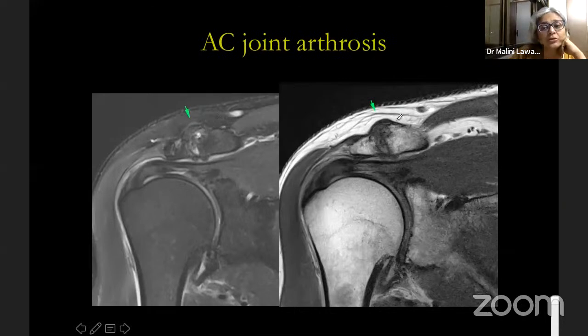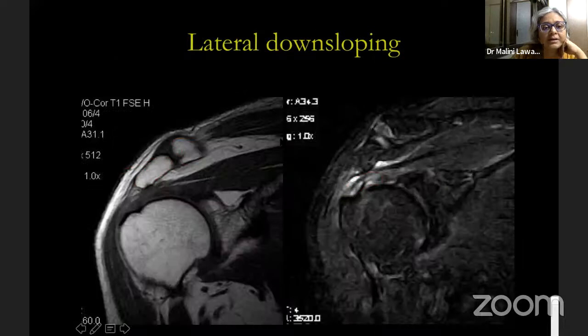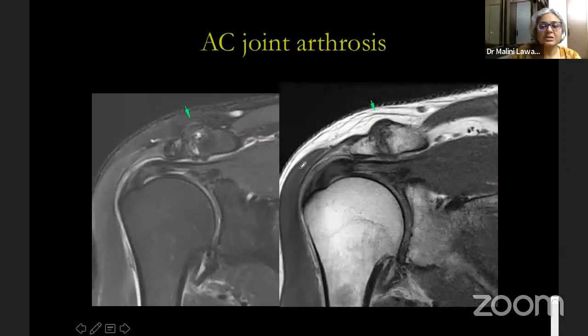AC joint arthrosis. So this is the acromioclavicular joint. Let's just look at a normal one. Yeah, this is how a normal AC joint looks. While here, you can see all these hypertrophic changes. You can see this capsule hypertrophic. You can see effusion. You can see osteophytes. So this is AC joint OA, we call it mild, moderate, severe.